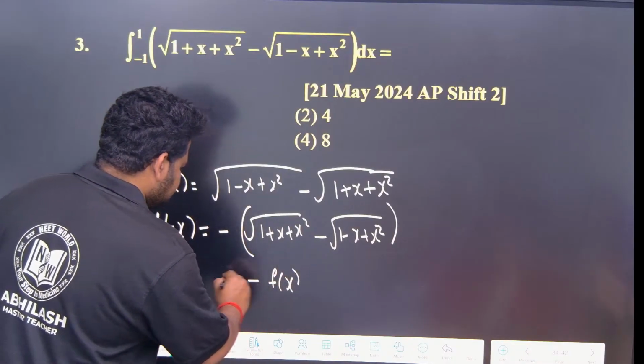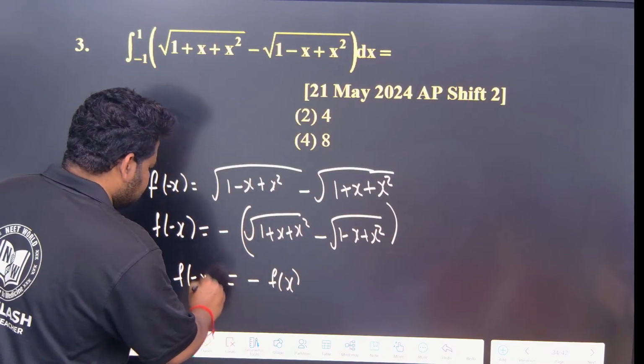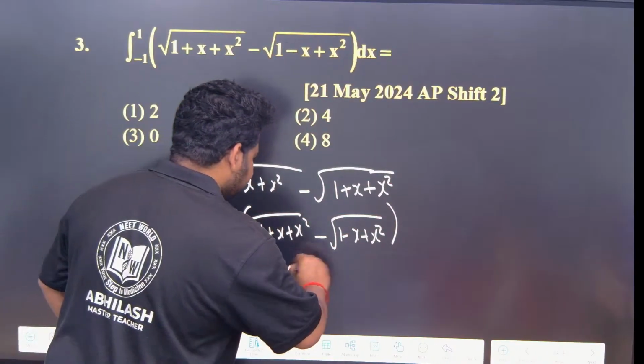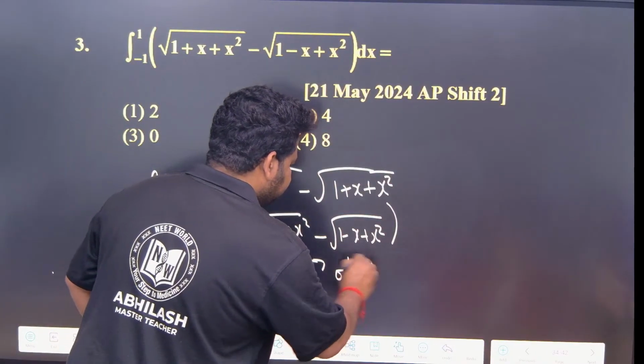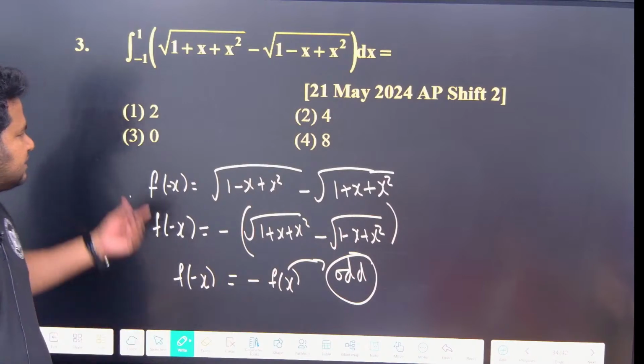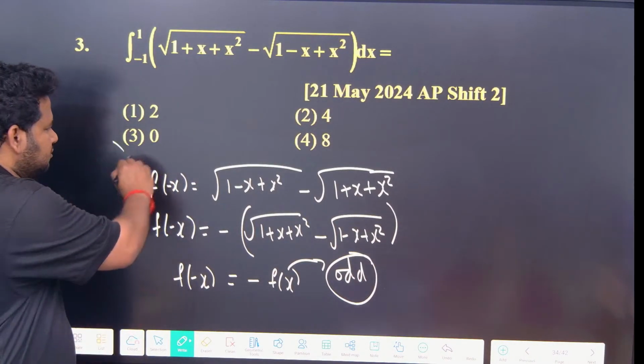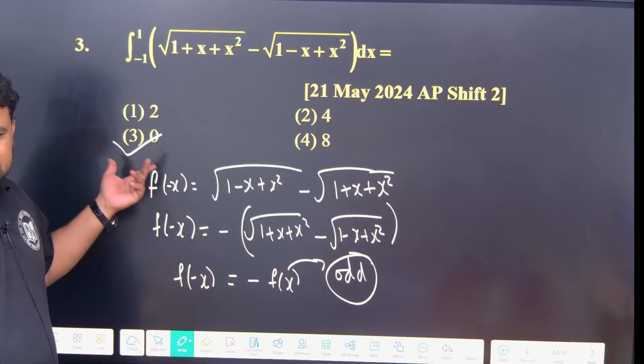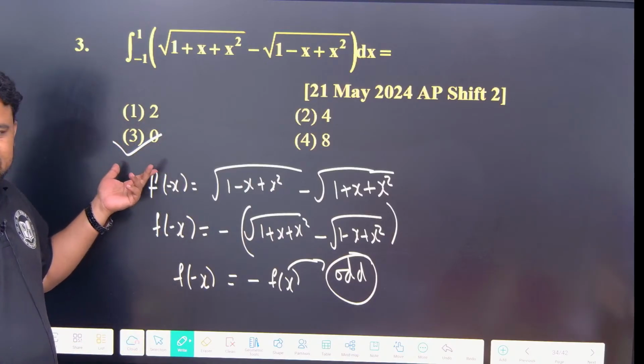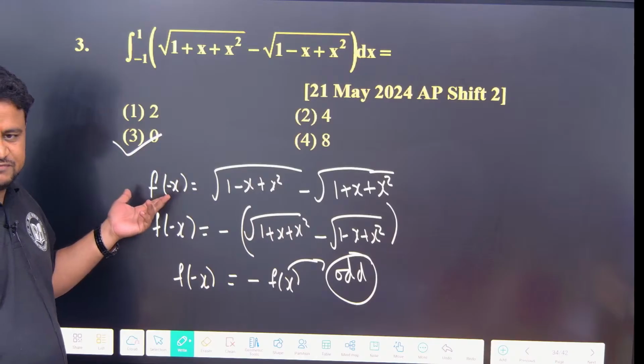Here the minus sign is there. F of minus x is equal to minus f of x. That means f of x is odd. When f of x is odd, what is the answer? 0. So directly you can check. Once you check that it is odd, the answer will definitely be 0.